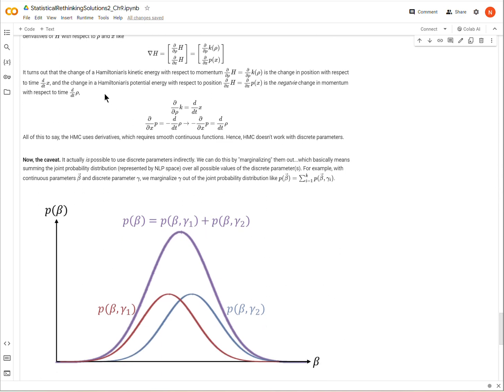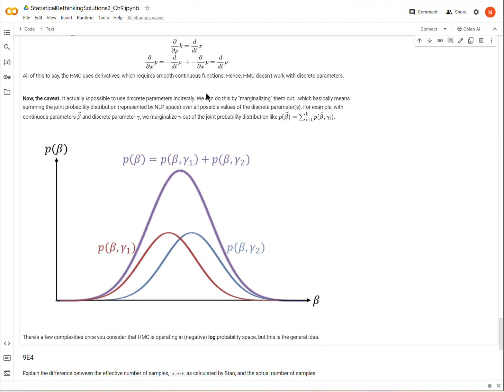Now the caveat: it's actually possible to use discrete parameters indirectly, by marginalizing the discrete parameters out. Let's say we have several continuous parameters that we'll put in a vector, beta, and a discrete parameter which we'll call gamma. If we're going to marginalize these out, we no longer want gamma in our expression, because Hamiltonian Monte Carlo can't use discrete parameters. So we take the joint probability of beta with gamma over each value of gamma, and we sum across all of the gamma values. Then we get the probability distribution of beta.